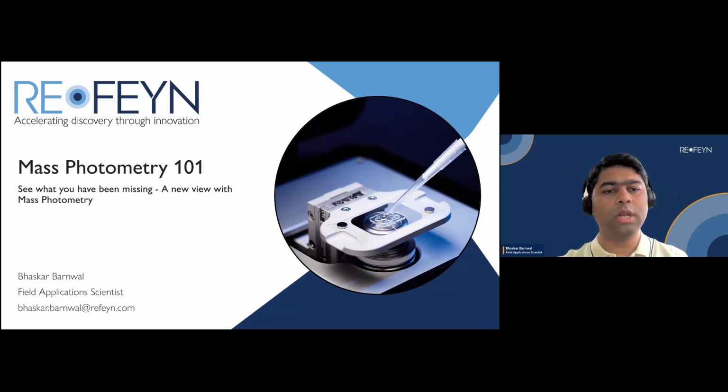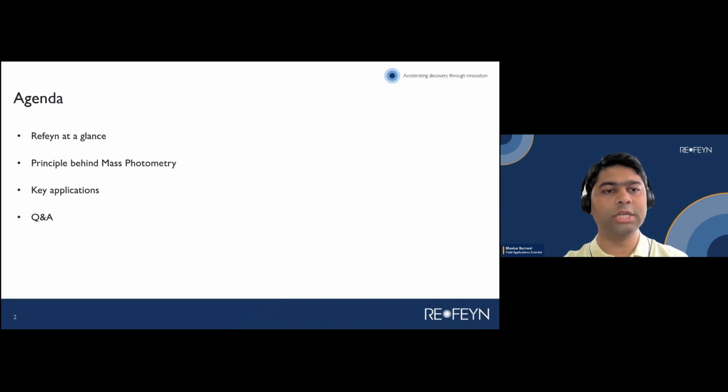So today we will learn about mass photometry. Some of you might be aware of it. So let's go and see the agenda for the talk today. We'll be talking about Refeyn in the beginning, just a little bit of introduction about Refeyn and the principle behind mass photometry, which will be followed up with the key applications and question and answers.